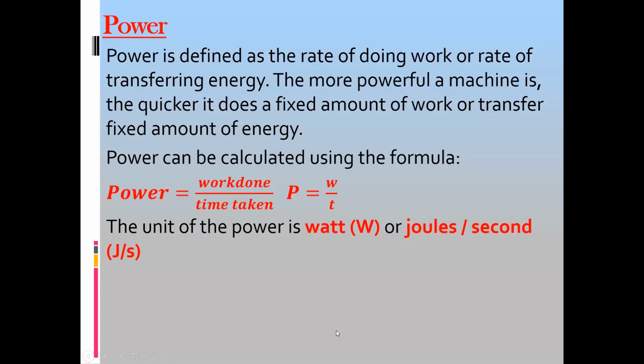So the relation between power and time: power and time are inversely proportional. The one which takes a short time will have more power. So this is a word example.